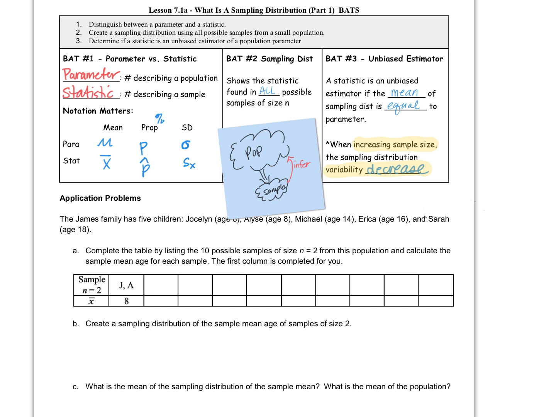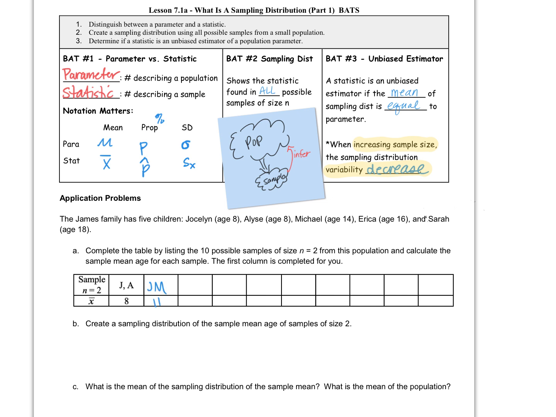So in the first column, they did Jocelyn and Elise. So what is that, 6 and 8? Oh, 8 and 8, sorry. Of course they picked the easiest one. So what's the average of 8 and 8? It's 8. There you go. So my next sample would be Jocelyn is 8, Michael is 14. So add them up, you get 22. What's the average? 11. Good. Next would be Jocelyn and Erica. So 8 and 16 is 24 divided by 2 gives me a 12.